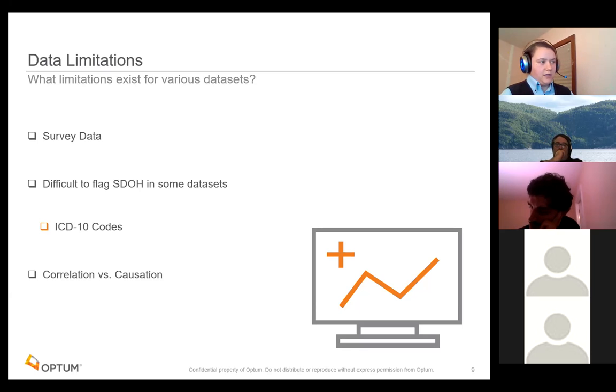We have this concept called ICD-10 codes. These are a classification of diseases. For instance, prior to 2020, there wasn't a COVID-19 ICD diagnosis code. So as new things emerge, we have to have the proper coding and the proper flagging in the data to do our reporting and analytics.